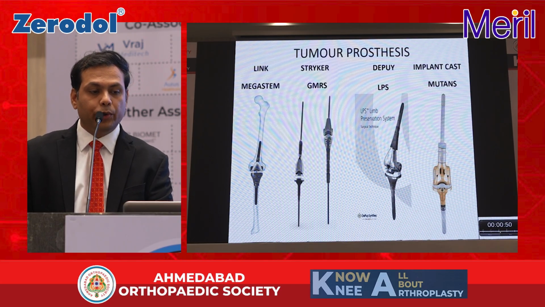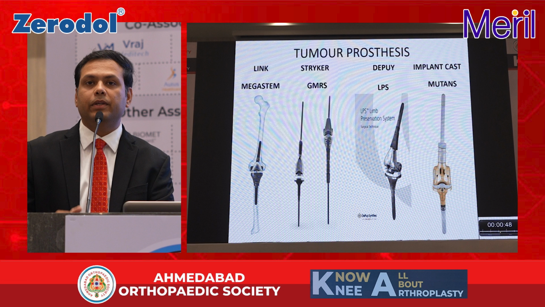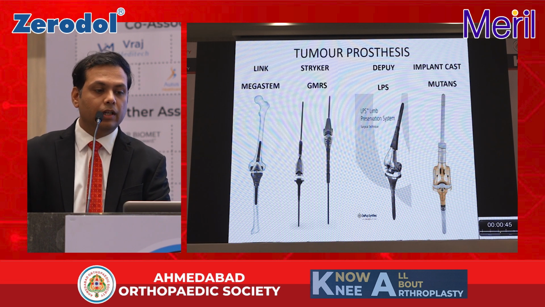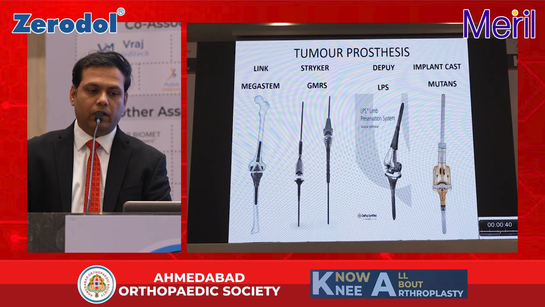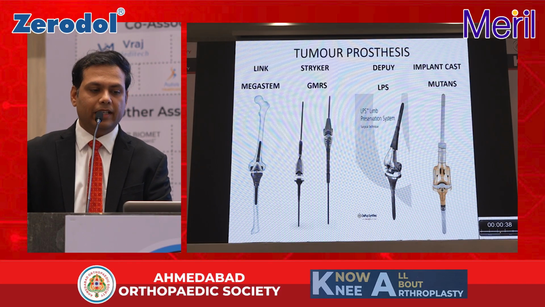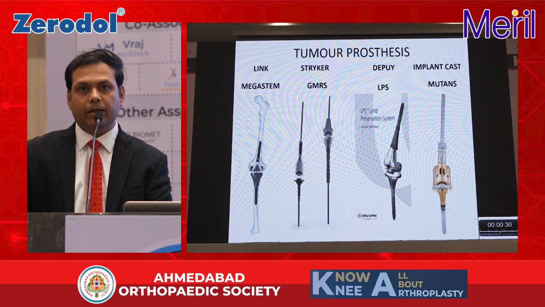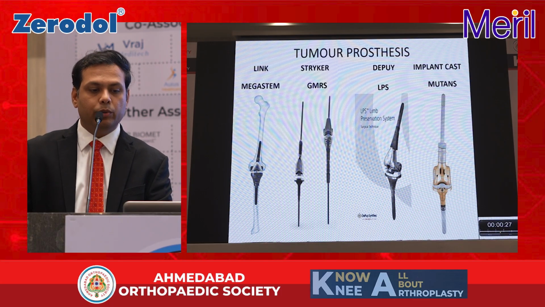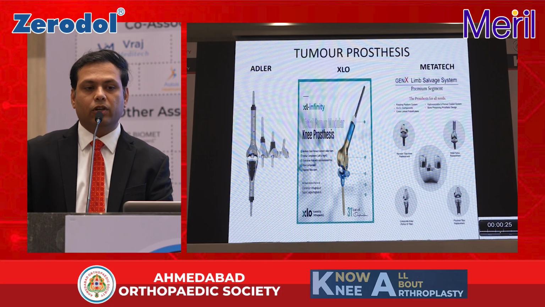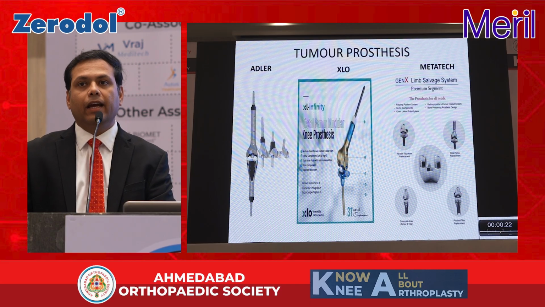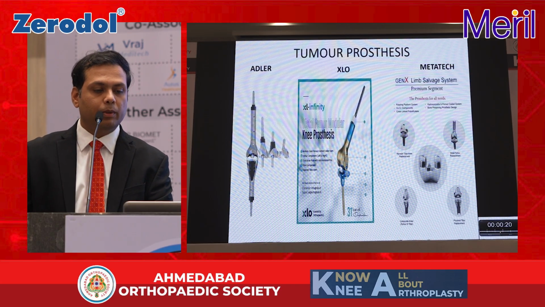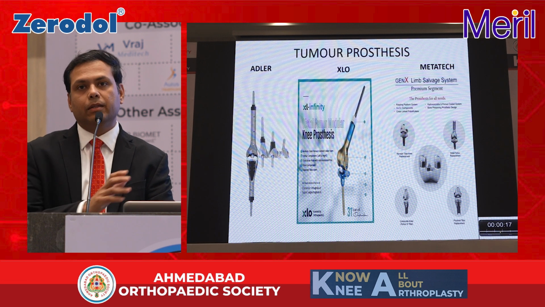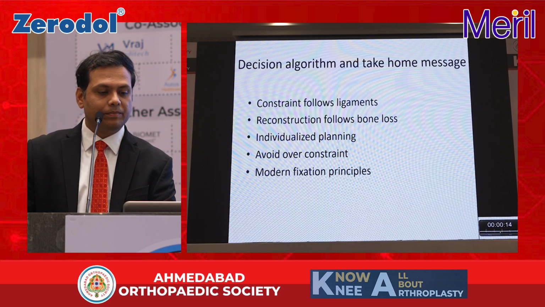Just to end, a word on tumor prostheses. We have at present 8 companies in India which give us tumor prostheses. Four of them are MNCs and four are Indian companies. Among the foreign companies, Link has the Megasystem, Stryker has the GMRS, DePuy has the LPS, the limb preservation system, and Implantcast, a German company, recently launched the MUTARS. Indian companies include Eider, Excel and Meril, and also SMPL, which gives us a very beautiful tumor prosthesis. These are relatively cheaper. The previous ones are a bit costly implants.